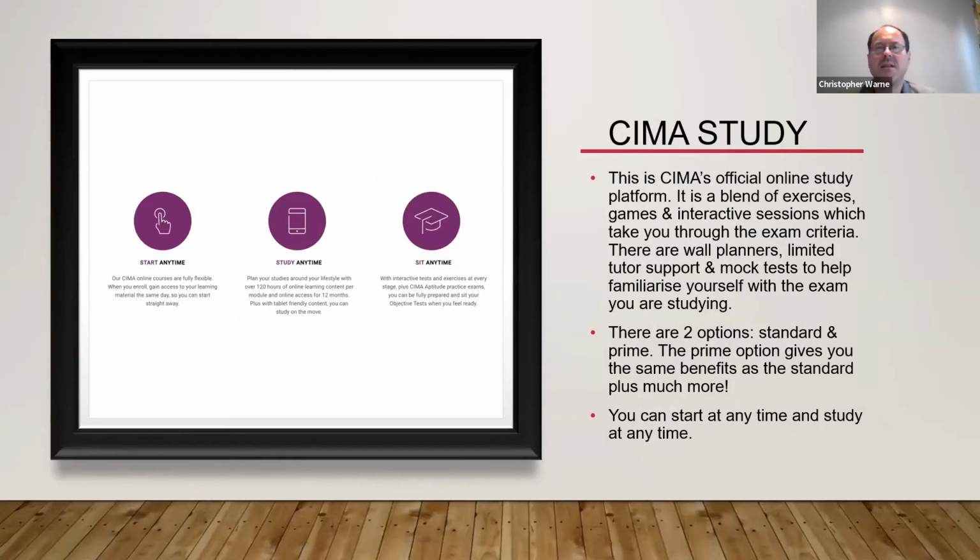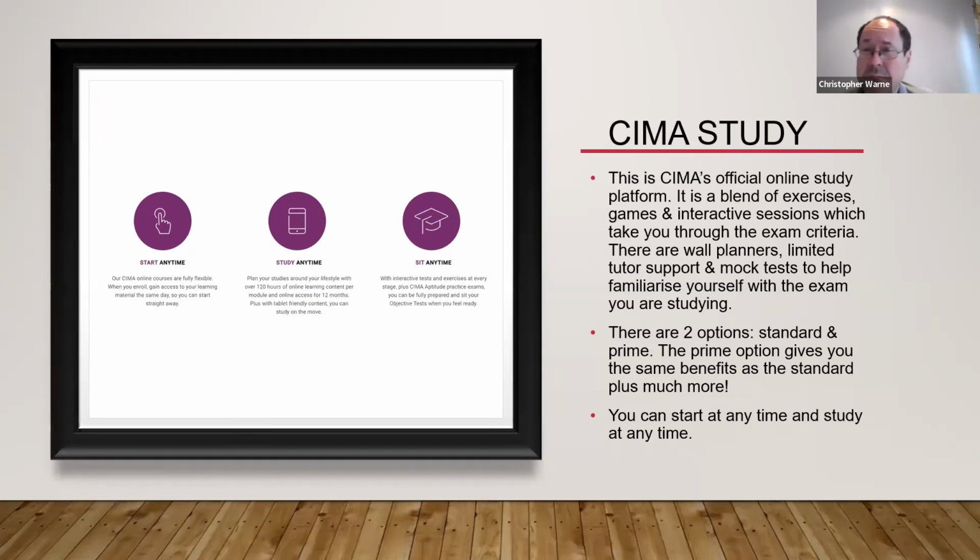The next option for you to consider would be CIMA Study. Now, CIMA Study is CIMA's official online study method. It's run by CIMA and Kaplan jointly, and it's basically an interactive way for you to study. It's all done online, through a mixture of tests, games, and webinars designed to teach you the content of the exam you're studying. It's not better or worse than the tuition provider option. It's just different, because everyone studies in a different way and retains information in a different way too.